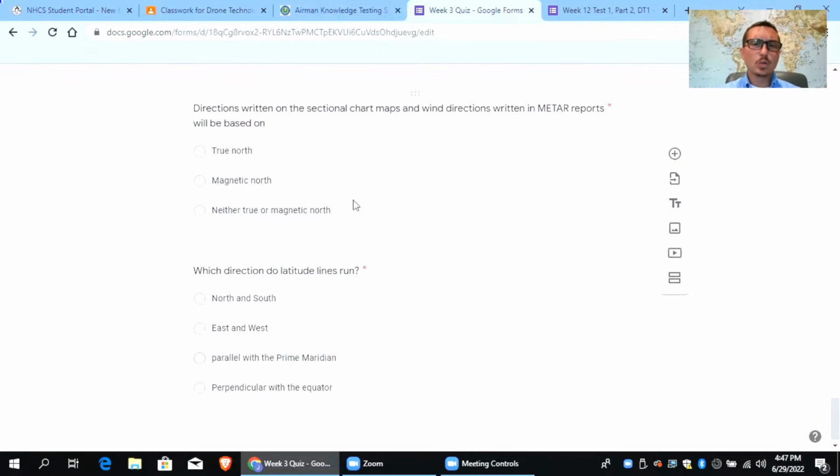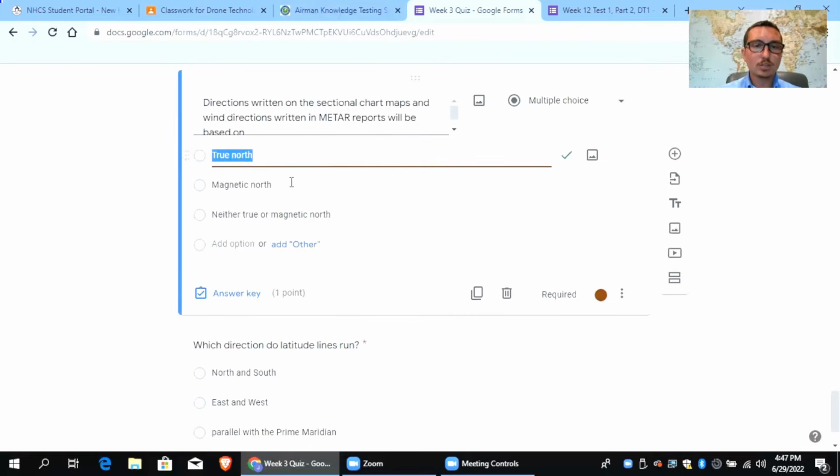I want you to know this one. I think I've talked about it before, but I'll just briefly go over it. Directions written on the sectional chart maps and wind directions written in METAR reports are based on true north. Know the difference here. There's magnetic north.